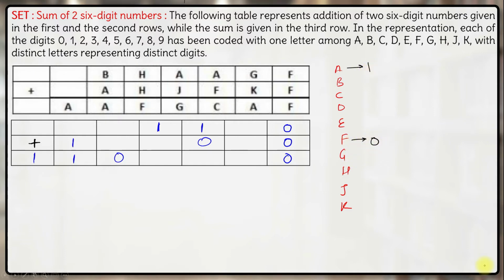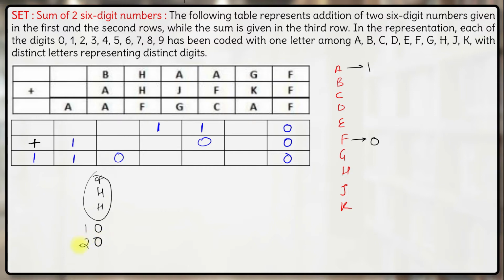Okay. Now let's focus on this part. What can be the value of H here? Now H plus any carry forward gives us this units digit as 0. So H plus any carry forward, this sum should be either 10 or 20, right? One of these two.